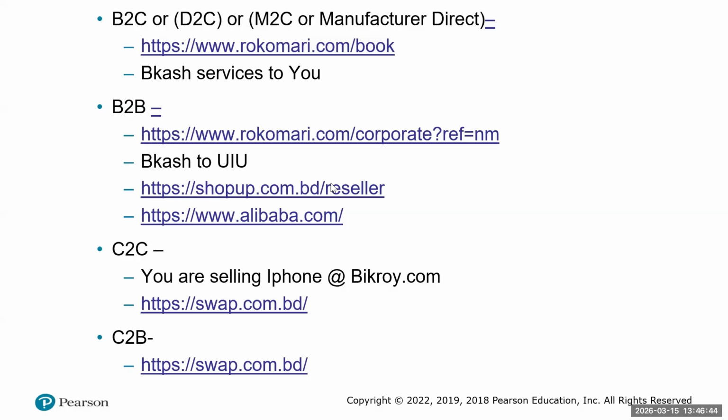Now let's turn the table. Now we think about not your transaction with Bkash, rather your university's transaction. So when UIU is having a transaction with Bkash, here who is the service provider? Is it a B or C? B. But who is the buyer here also? Is it B or C? Again B, because here both the seller is a B and the buyer is a B.